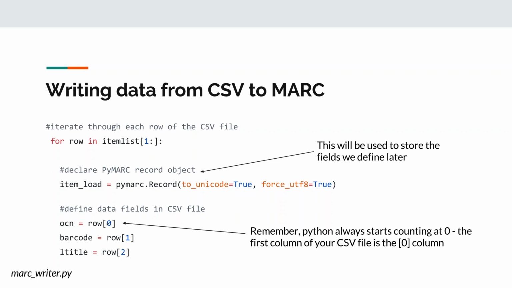And then we're defining data fields in each CSV file. So remember my CSV file from the beginning, I had 3 columns, OCN, barcode, and LTitle. It's always going to start at 0. So my row 0 is literally column 0 of each row, if that makes sense. So it's my first column. Remember when we count in Python, your first thing, whatever it is, your first character, your first column, that's 0. The next one is 1, and the next one is 2. So I'm defining my data fields in my CSV file.